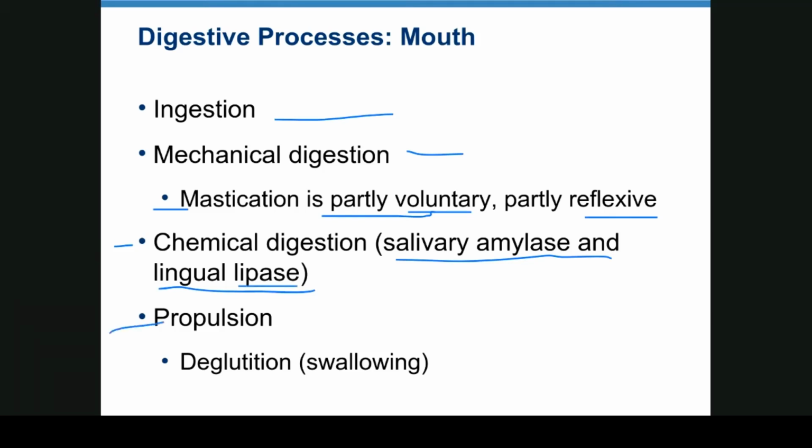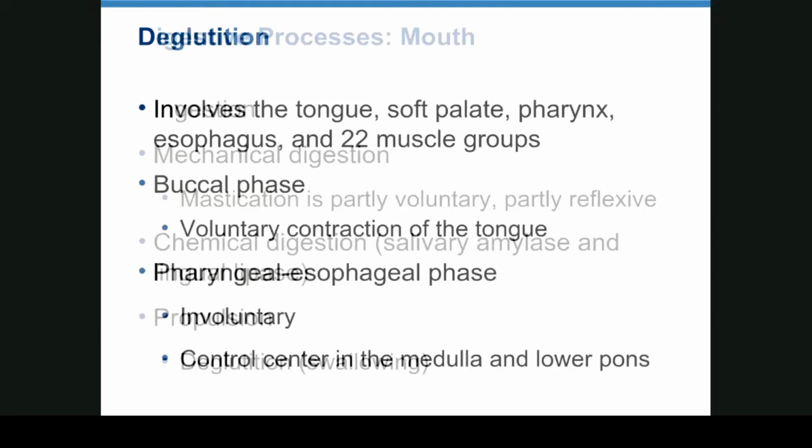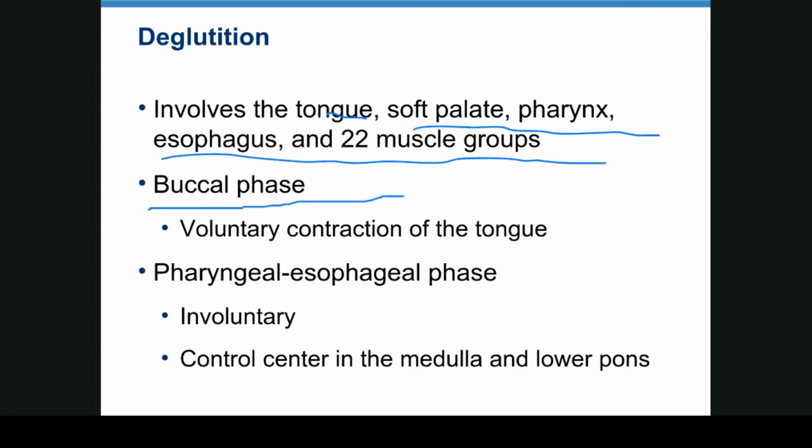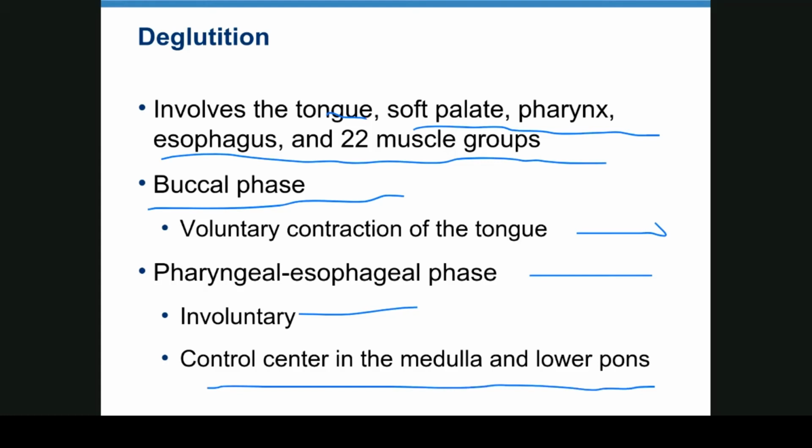Propulsion, deglutition is the word for swallowing. Now, deglutition involves the tongue, soft palate, pharynx, esophagus. It's 22 muscle groups. The buccal phase is voluntary and involves contraction of the tongue. The pharyngoesophageal phase is involuntary. Control center in the medulla and lower pons.